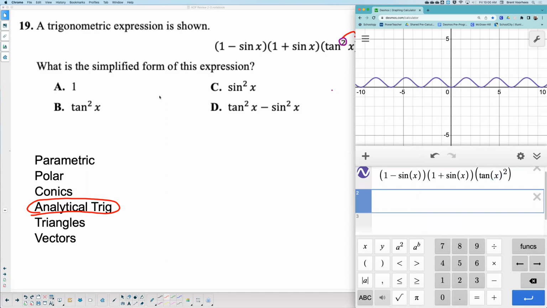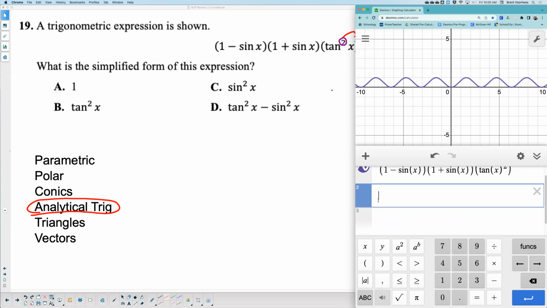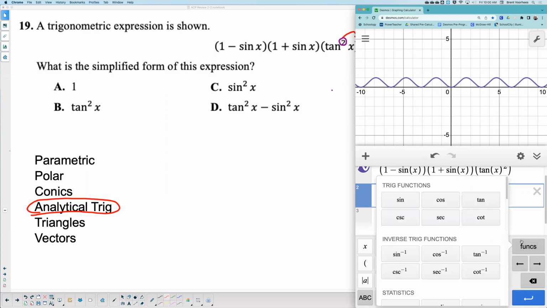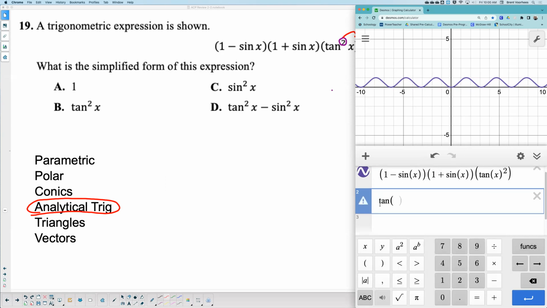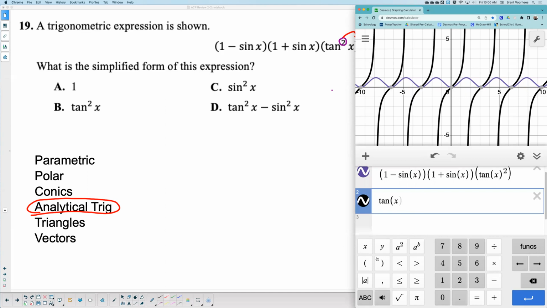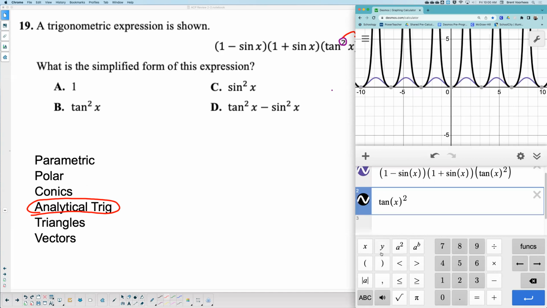Now, would that be the graph of 1? No. How do I know it's not 1? Because that would be a flat line. I'll type in y equals 1. Notice that's not right. It's not 1. So let's keep trying the other ones. If you know which ones are waves, it'll be a head start. So I'm going to try answer choice B. Would it be tangent squared x? Tangent x squared. Is that it?